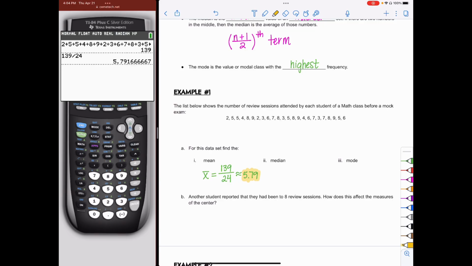Next, we have our median. Our median is the middle term. Remember, the median is the term at (n plus 1) divided by 2. We have 24 terms, so I'm going to have 24 plus 1 divided by 2, which means 25 divided by 2, which is 12 and a half. So the 12 and a half term means that I'm technically in between the 12th and the 13th term.